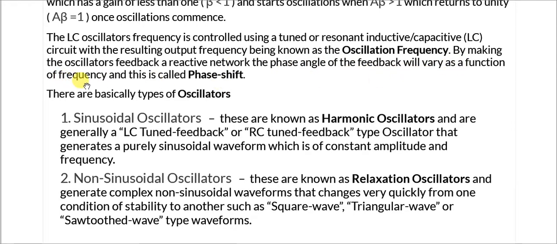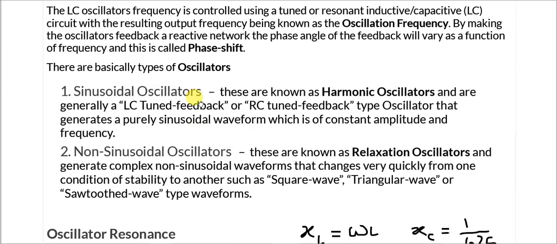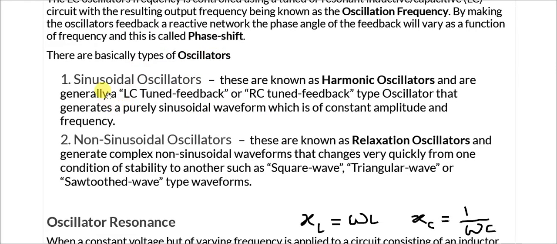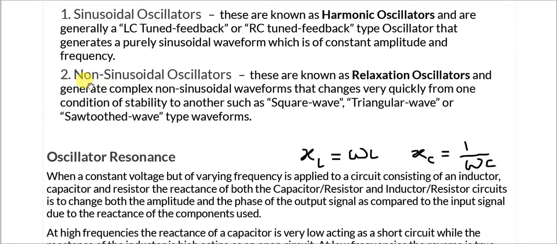Now there are basically two types of oscillators. The sinusoidal oscillators, these are known as harmonic oscillators and are generally called LC tuned feedback or RC tuned feedback type oscillators that generate a purely sinusoidal waveform which is of constant amplitude and frequency. The second type is the non-sinusoidal oscillators. These are known as relaxation oscillators and generate complex non-sinusoidal waveforms that change quickly from one condition of stability to another, such as square wave, triangular wave, or sawtooth wave type waveforms.